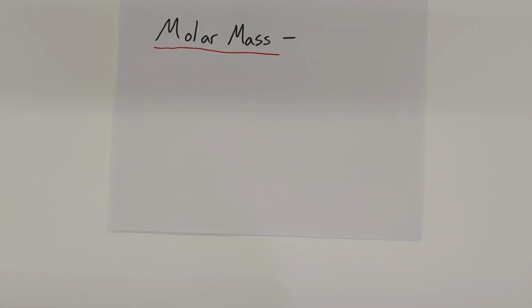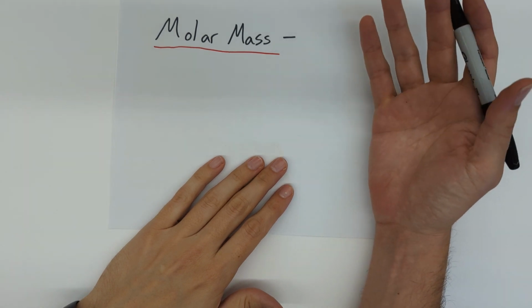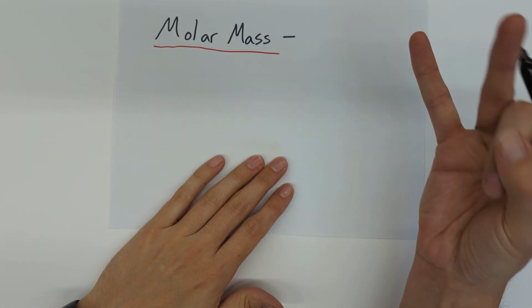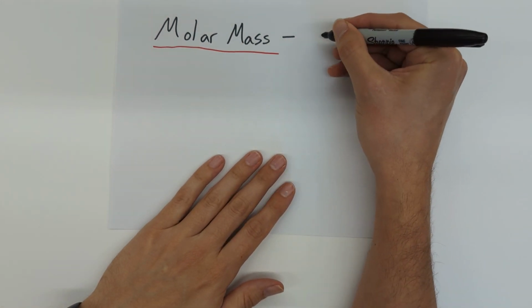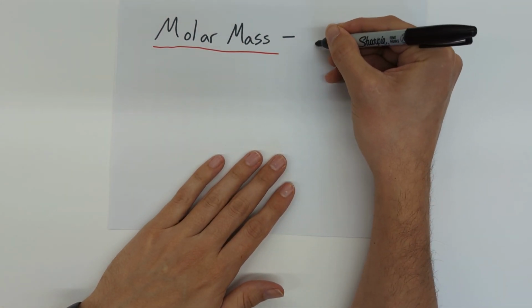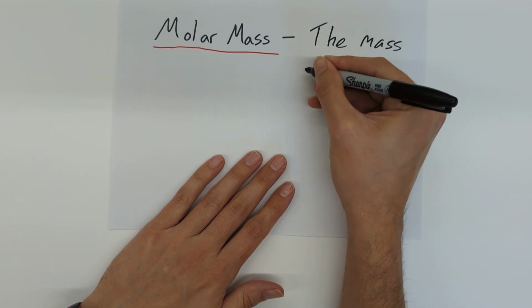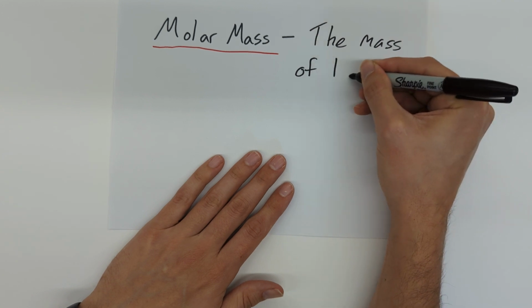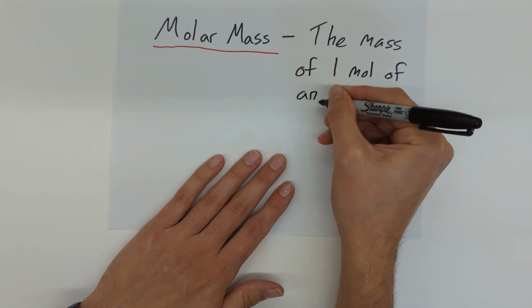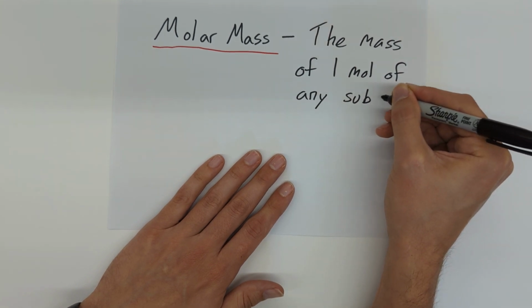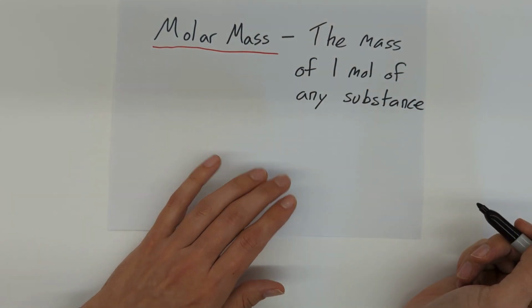Today's video is going to be about molar mass and a little review about how to find molar mass of elements and compounds. So the definition: molar mass is the mass of 1 mole of any substance. When you've got 1 mole of something, that's going to be a molar mass.